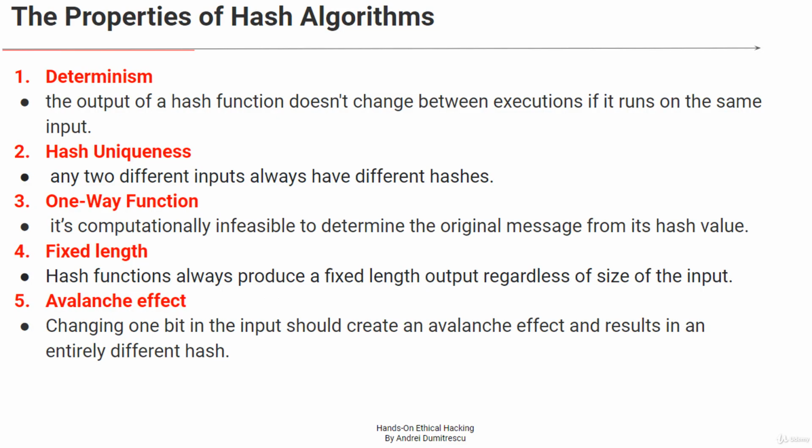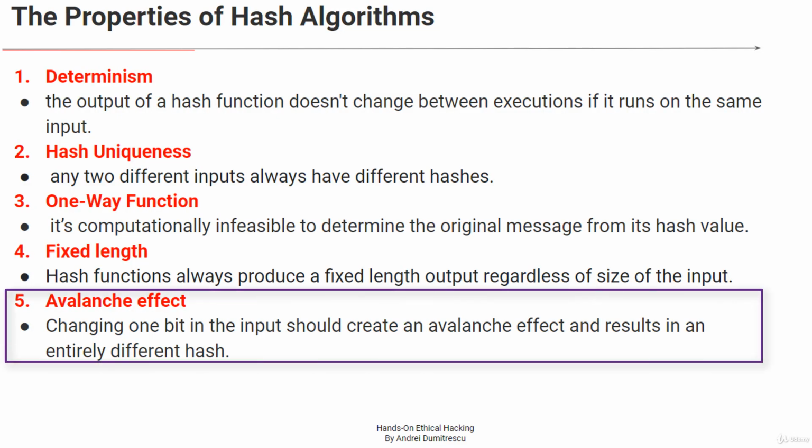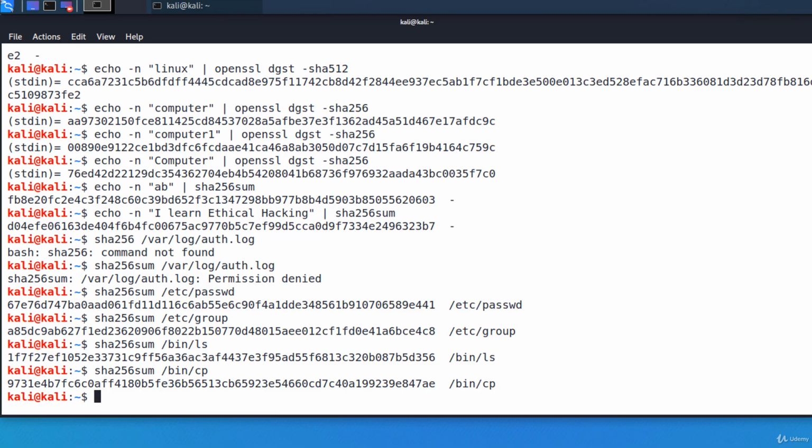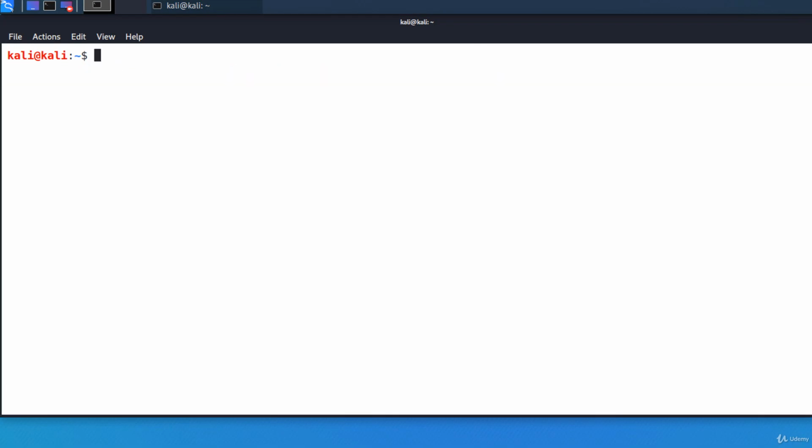Another property of hash algorithms is the avalanche effect. Changing one bit in the input should create an avalanche effect, and its result is an entirely different hash. Let's see an example. Let's take a bigger file, for example, a dictionary file that comes with Kali Linux. Let's see how many characters and words are in that file.